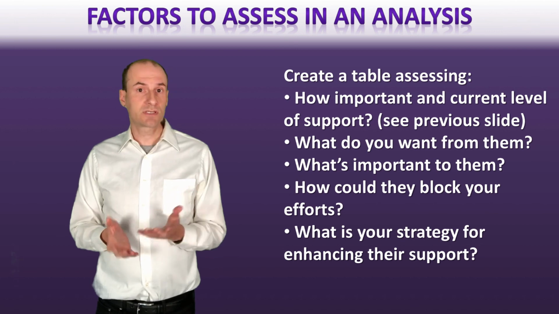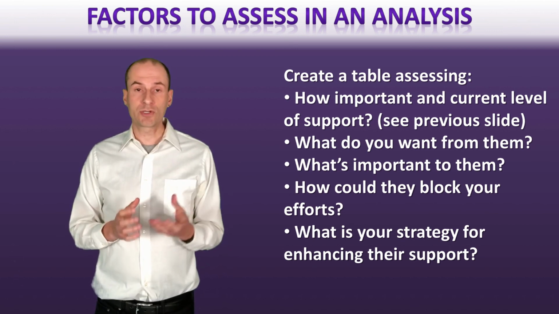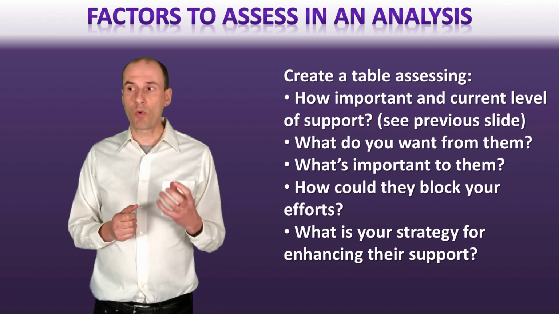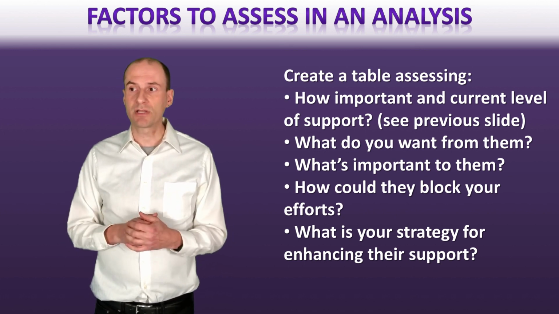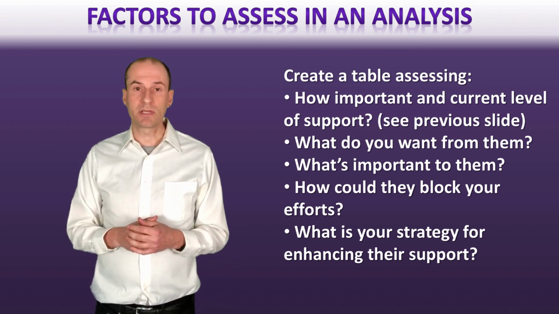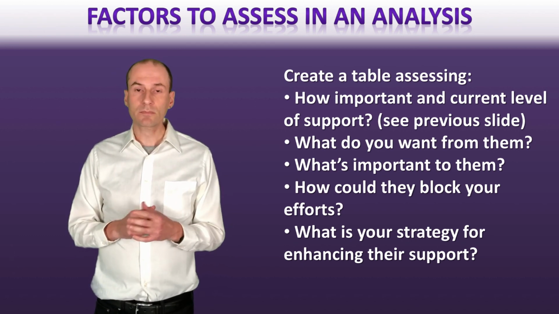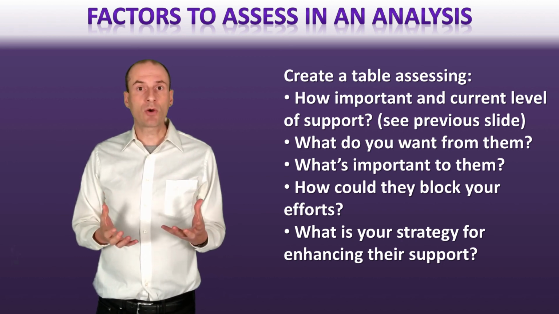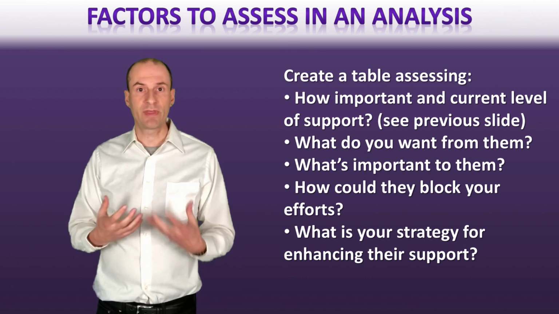All right. So the first bullet point is really what I talked about in the previous slide. First, how important is each of those stakeholders for that decision? What is their power level in terms of making that decision? And what is their current level of support? Are they opposed or supportive? All right. Second question is, based upon what you know of the stakeholder, what do you want from them? What are you hoping, best case scenario, for them to do?